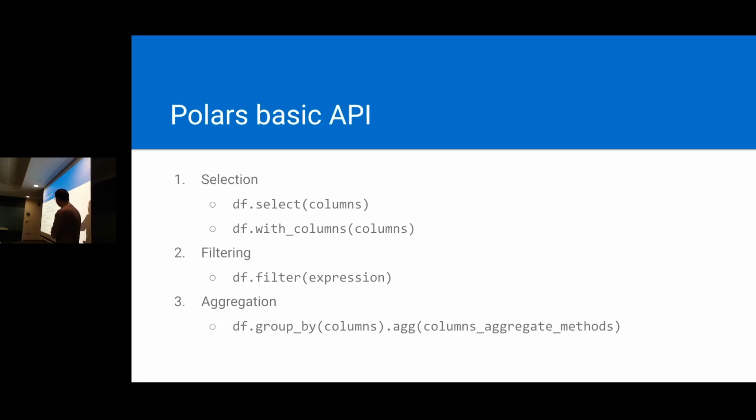Second one is filtering. For filtering, we just do df.filter. Really intuitive again, simple. And whatever condition you have goes inside df.filter. For aggregation, you have df.groupby. Groupby is the exact same term that we use in SQL.